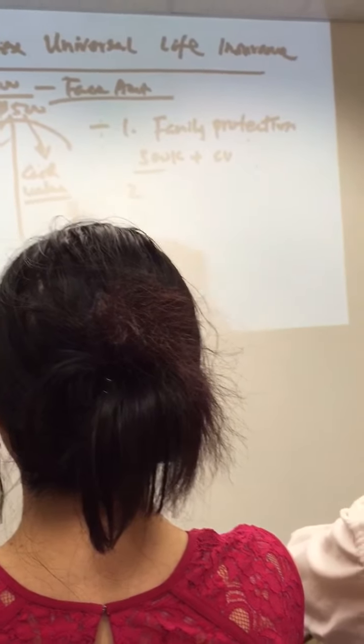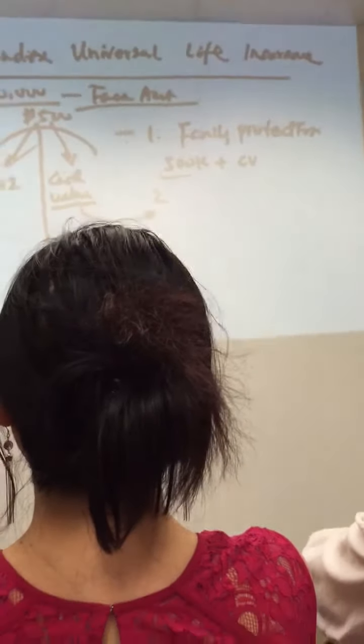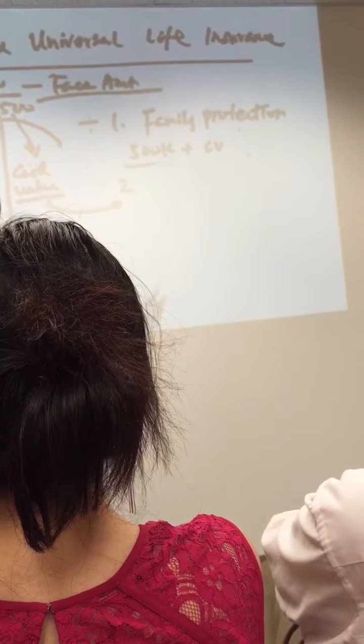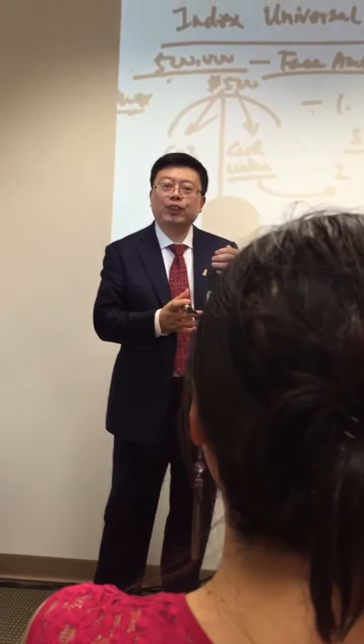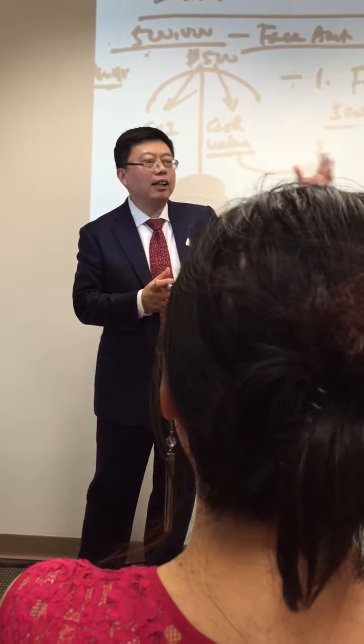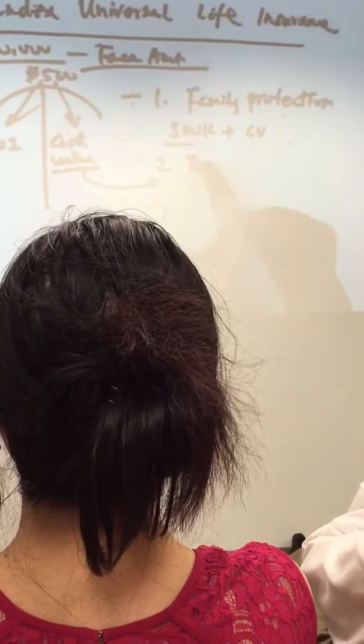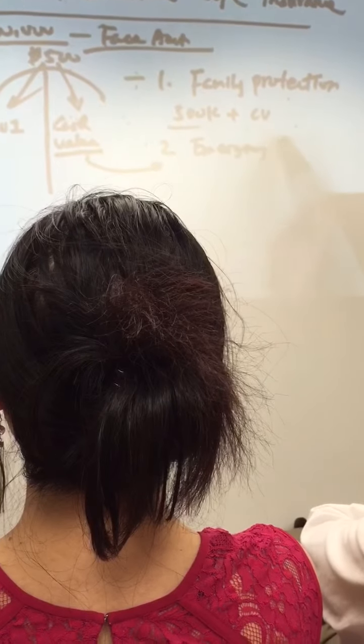Number two is the cash value. The cash value you can use for an emergency fund. Let's say I need to go on vacation, or I want to buy another house. So you can use the cash value. That's how we use it for emergency fund purposes too.